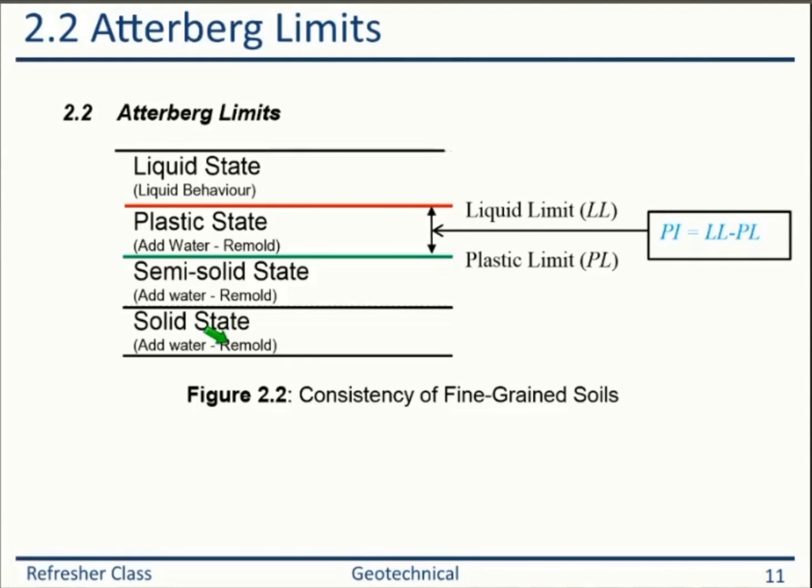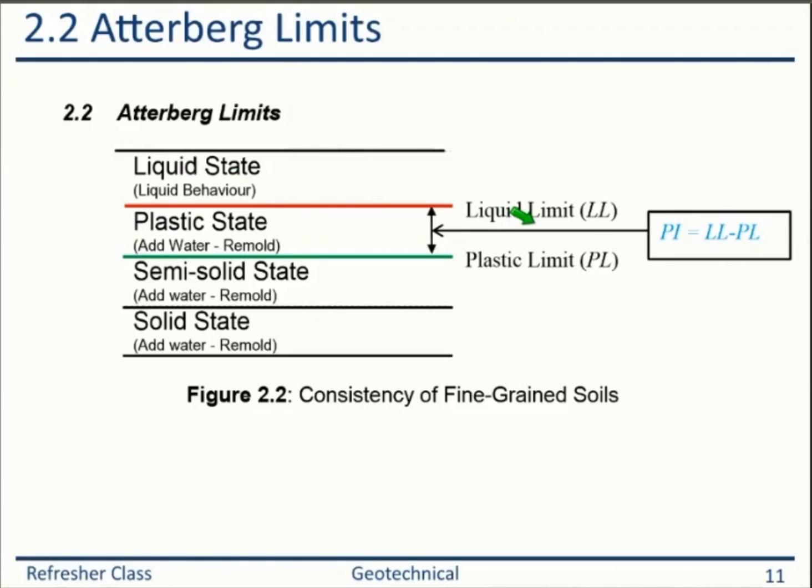Atterberg limits is, as we know, if you have a fine grained soil, let's say clay, and you completely dry the clay, at that stage the clay is in solid state. Now if you add some water, it will transit to semi-solid state, right? And again, if you put some more water, it will transit from semi-solid state to plastic state. At that time, the limit is known as plastic limit. And if you add some more water in plastic state and remold it, it will behave like liquid. It will transit to liquid state. And this limit is called liquid limit.